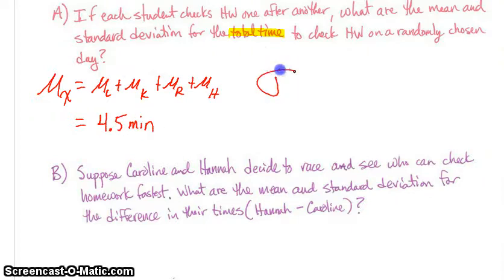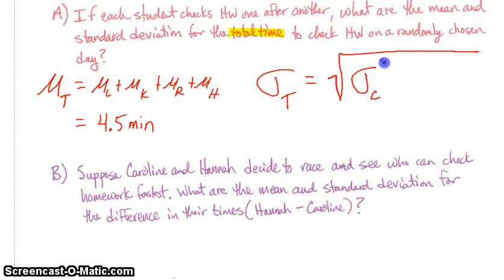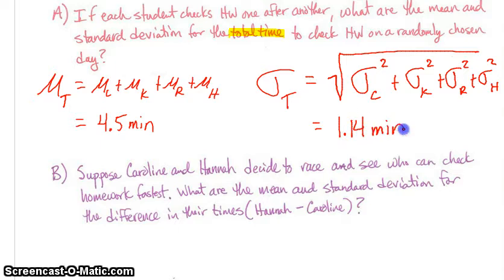Now, when we calculate the standard deviation for all of them, let's say it's the total, so we'll go back and change that x to a t. For the total, please remember these are variances: the variance for Caroline, the variance for Kyle, the variance for Ryan, and the variance for Hannah. So I need to take those standard deviations, square them, find the sum of them, and then take the square root, and hopefully you get 1.14 minutes.